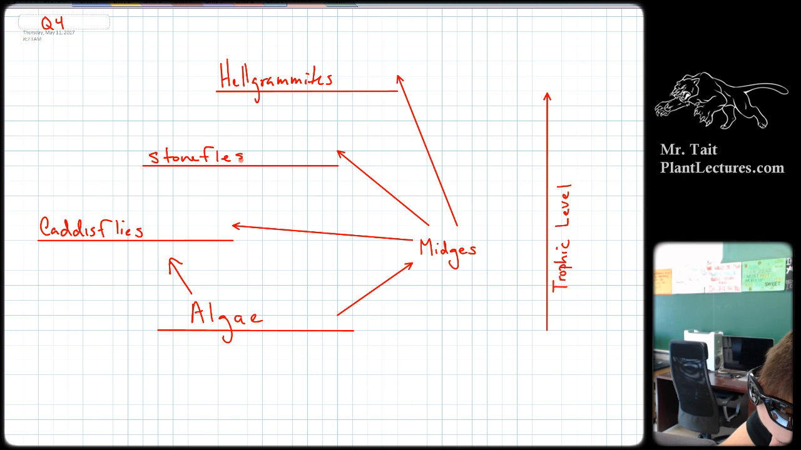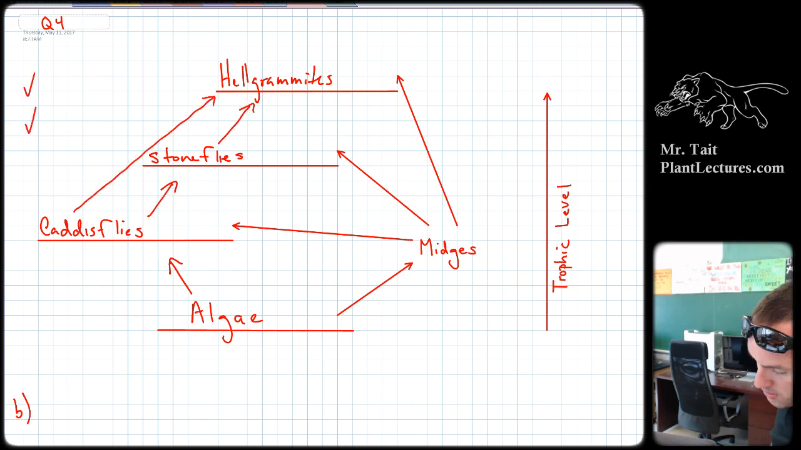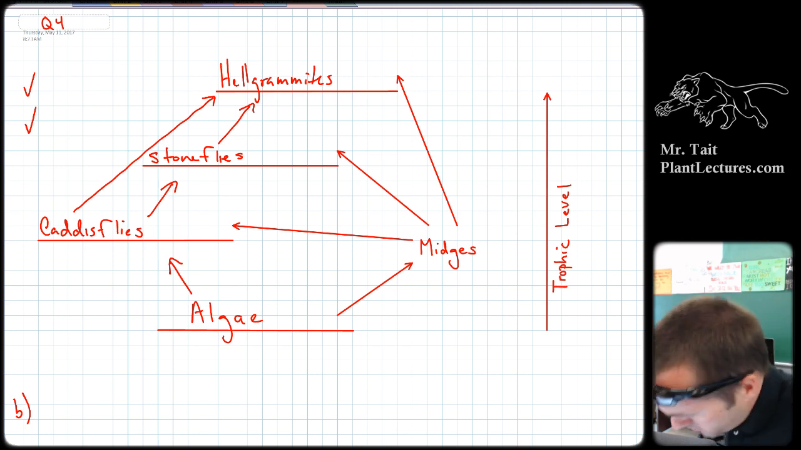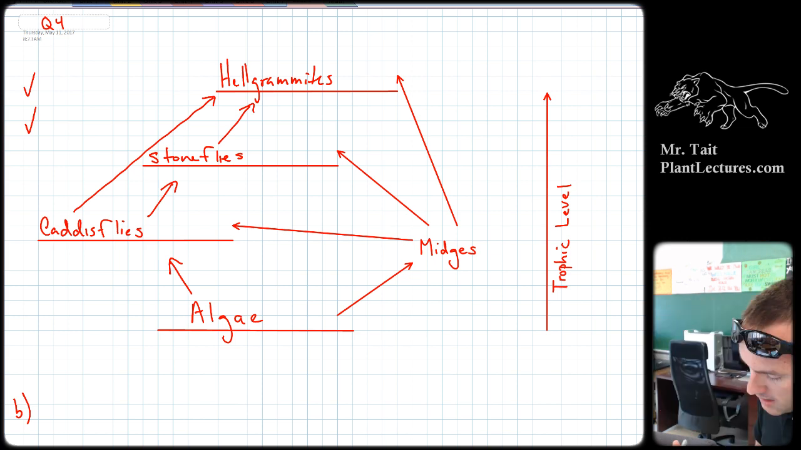And then for B, it says, in an effort to control the number of midges in an area within an ecosystem, an area within an ecosystem was sprayed with the fungus, yada yada, which significantly decreased the midge population based on the data in the table. Predict whether the spraying of the fungus will have the greatest short-term effect on the population of stoneflies, caddisflies, or hellgrammites. Okay. So, predict and justify. These questions generally have a lot of different answers. So you can say a bunch of different stuff here.